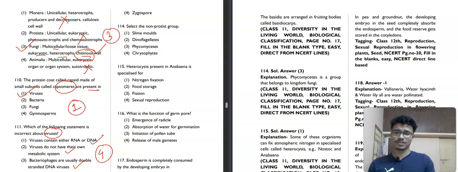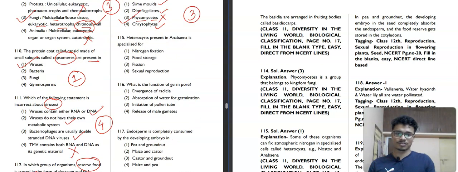Select the non-protist group here. Slime molds, is it a protist or non-protist, can you tell me? Absolutely correct. Dinoflagellates, yes, it is a protist group. Phycomycetes, how can Phycomycetes be a protist group? It is a fungi, so it's not correct. Chrysophytes is also correct, diatoms. So here, the non-protist group is Phycomycetes, the third option will be our correct answer.